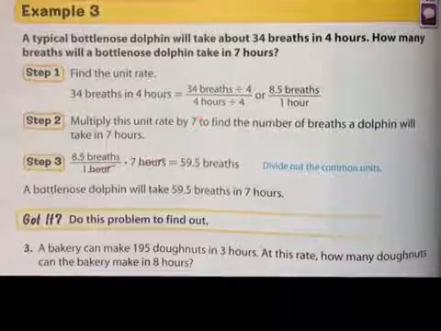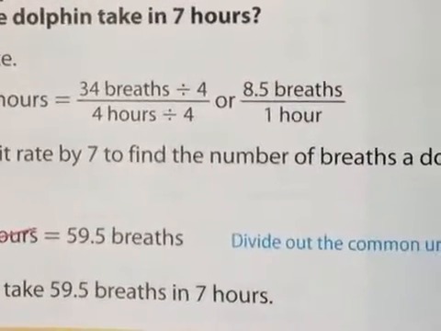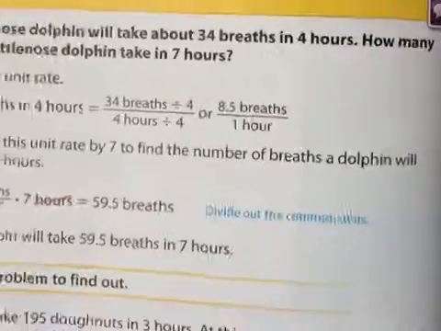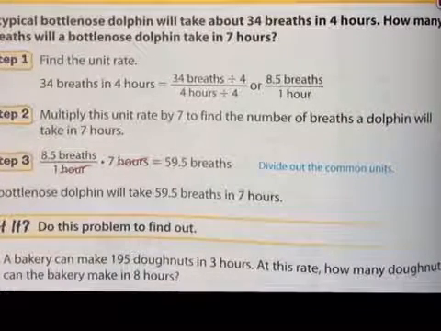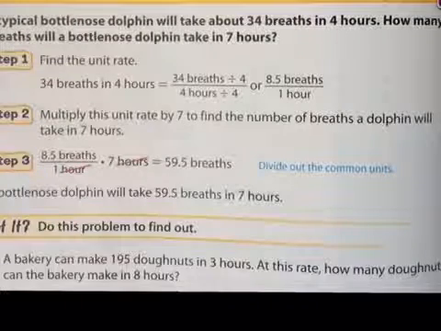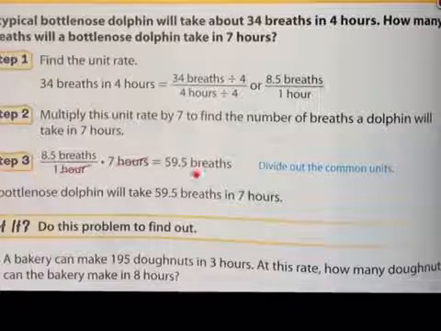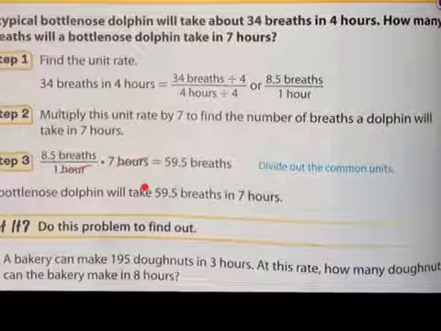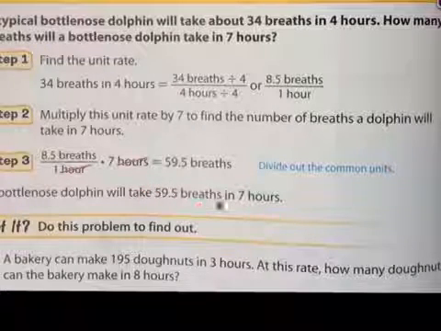As you can see here, the first step is to find the unit by dividing the top by 4 and the bottom by 4, so that you get 1 hour. And now we know that it can do 8.5 breaths in 1 hour. And now we can simply take that and multiply it by 7, as you can see in step 2, so that 8.5 times 7 gives you 59.5 breaths. Okay, so 59.5 breaths in 7 hours.